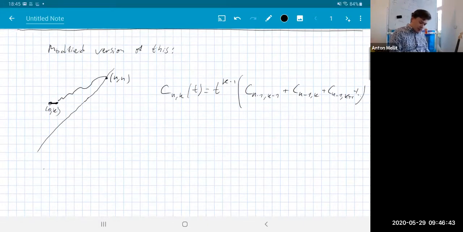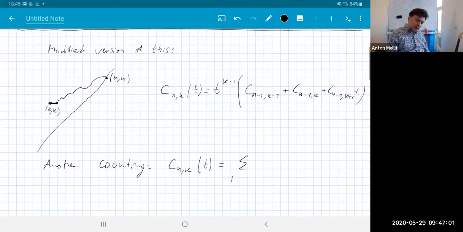And here is another version, which is really cool. Another condition, another counting, is when C and K are similar, so sum over paths which touch the diagonal in K points.